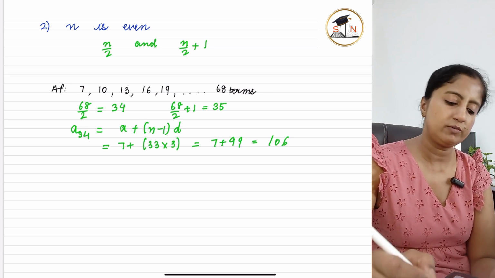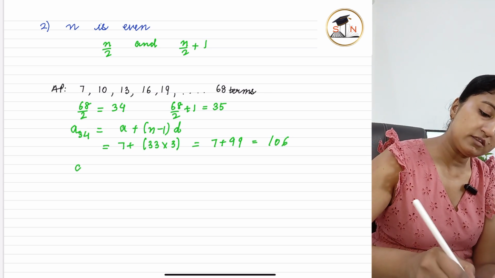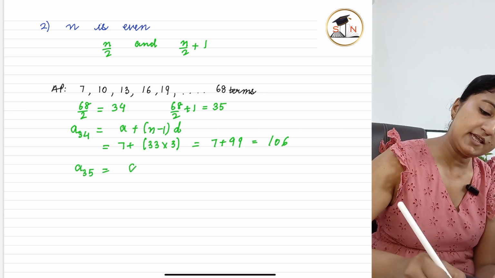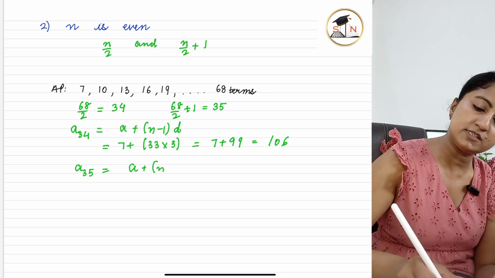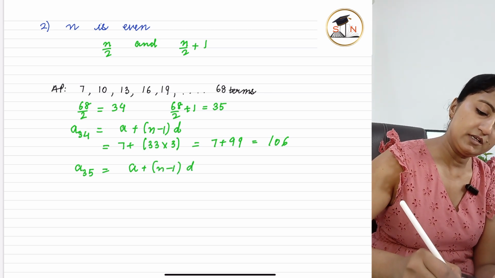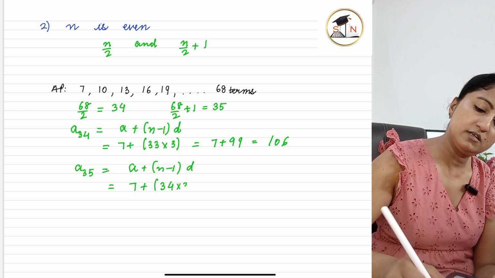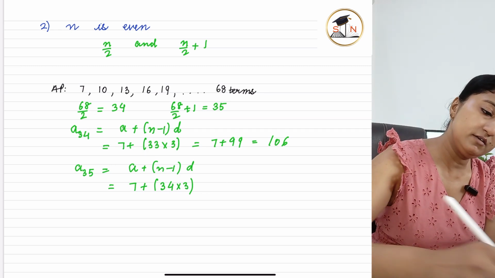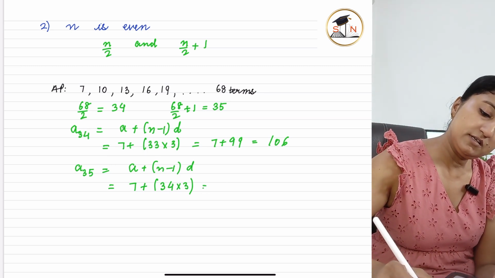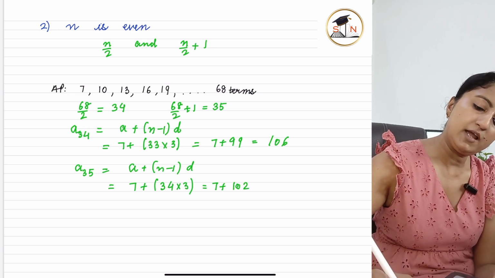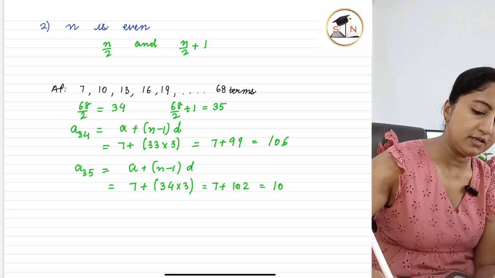This results in 7 plus 99, which comes out to be 106. However, it doesn't end over here. We need to find the 35th term also. So that means a plus (n minus 1)d once again. Substituting the values, 7 plus 34 times 3, it comes out to be 7 plus 102, and this is 109.